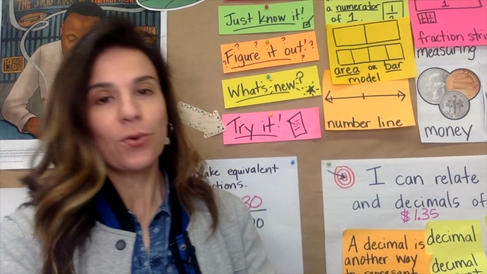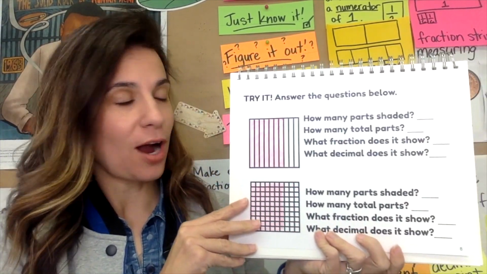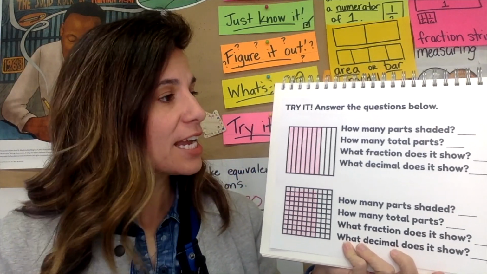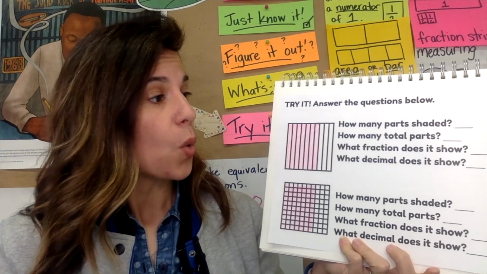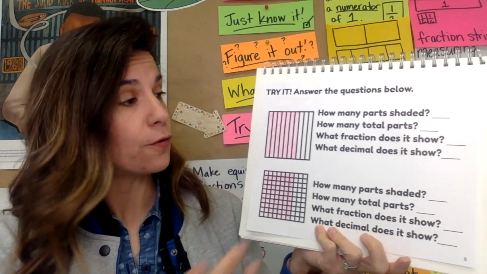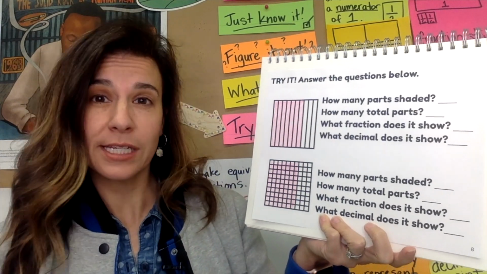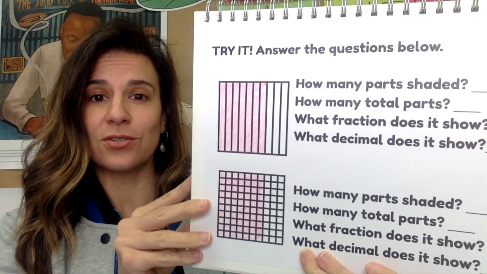So today you are going to be trying out some similar problems. Look at the shaded amount here. Tell me how many parts are shaded, how many total parts, what fraction and what decimal does it show for both this grid with 10 and this grid with 100. So if you need to pause it right now to take a look, you can do that to see the shaded parts.